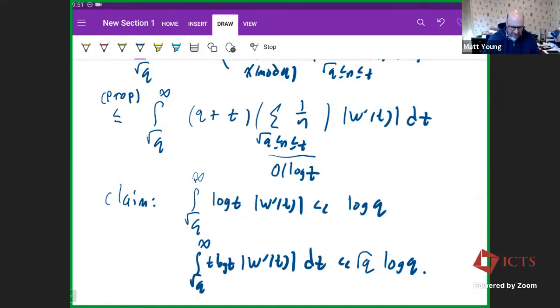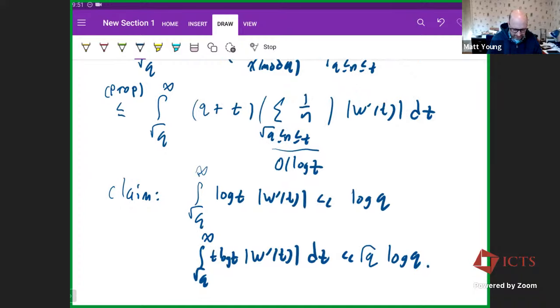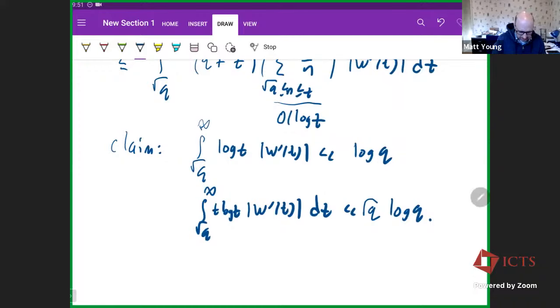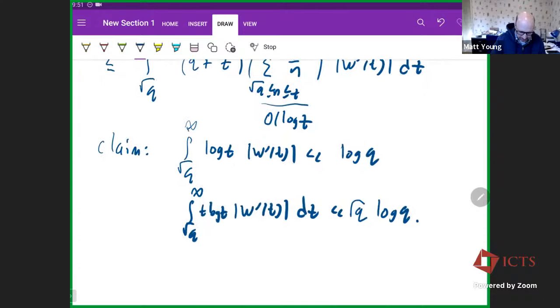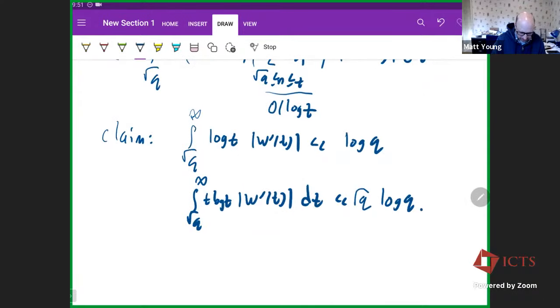So basically, this is why we're going to get q log q. I'm working a little bit harder to do this. I'm sort of doing this the hard way because it's going to generalize to cases where we can't cut it off in such a simple way. So to show these claims, the other claim was just that the integral of w prime is big O of 1. So there are three things we want to prove.